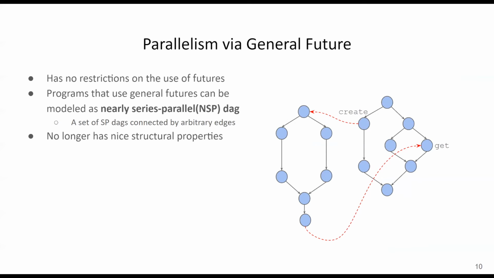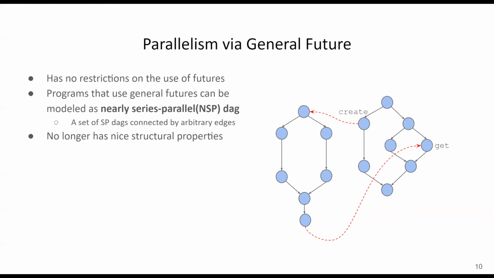In comparison, the use of futures provides a more flexible way to express parallel computation compared to fork-join. The use of futures can be categorized into 2 classes: general use of futures and structured use of futures. General use of futures has no restriction on the use of futures, and each future task in the program may contain fork-join parallelism, and therefore the execution of a future task can be modeled as its own SPDAG.